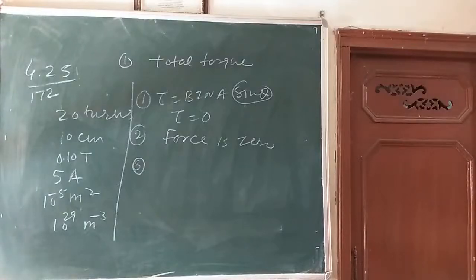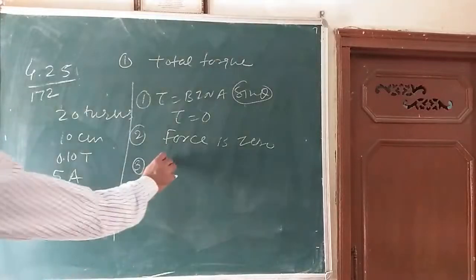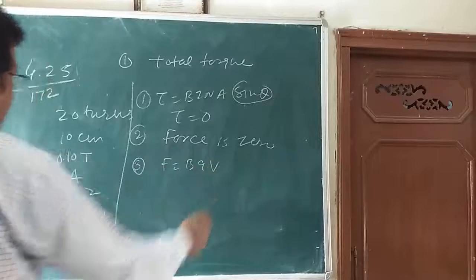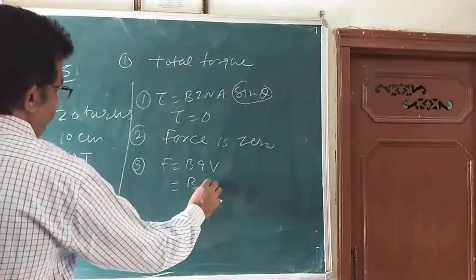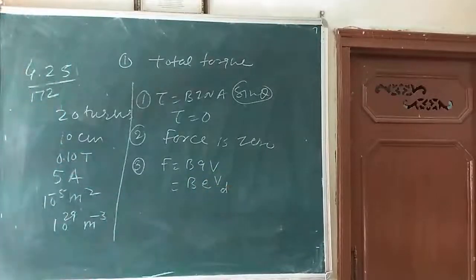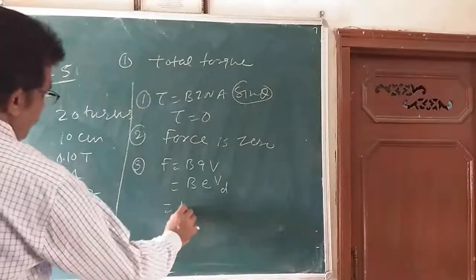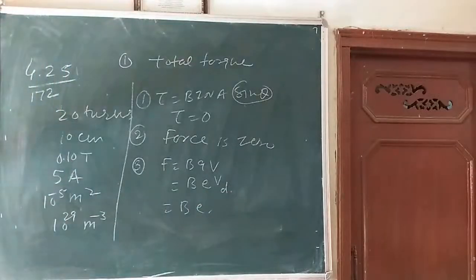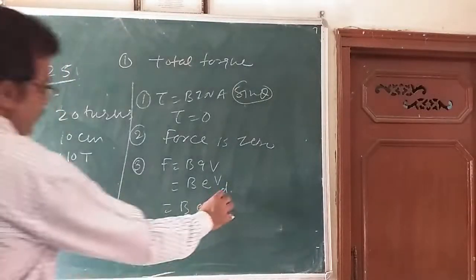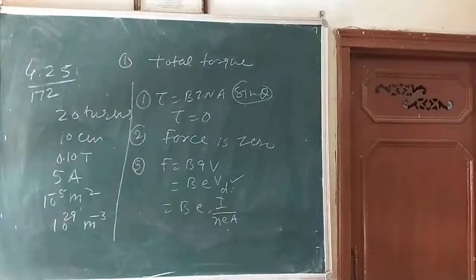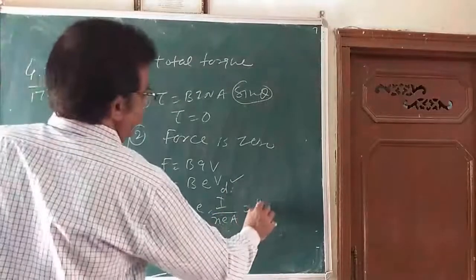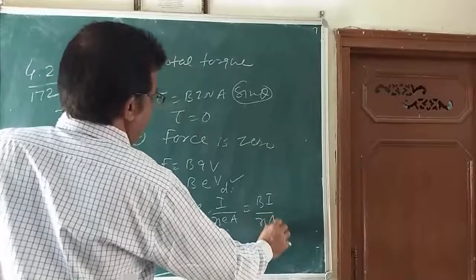So dear children, what I can say here, using the formula of force, F is equal to B Q V. So I can write here B, the charge of an electron is E, and the velocity is given, that is drift velocity V D. So here I can write B E into V D, that is I upon N into E into A. We took this formula from the second chapter. So I can say B I upon N A, B I upon N A, E gets cancelled.